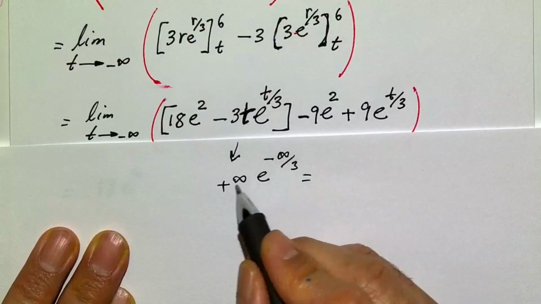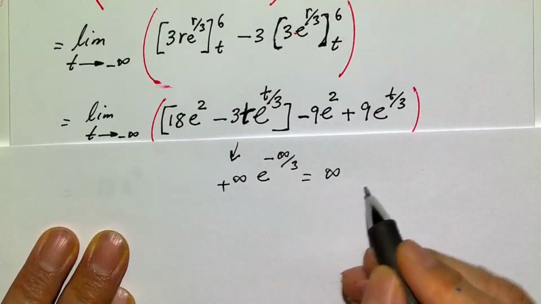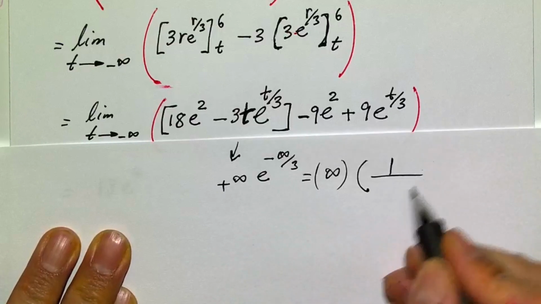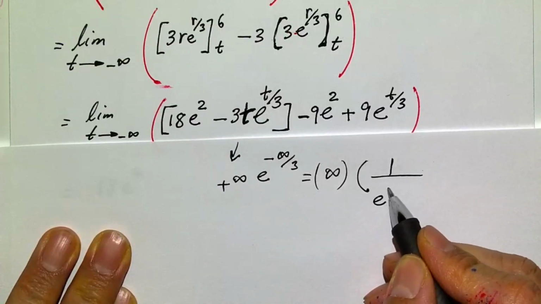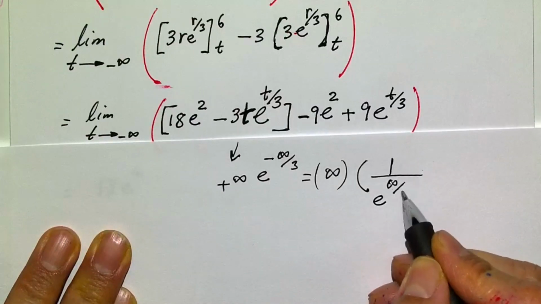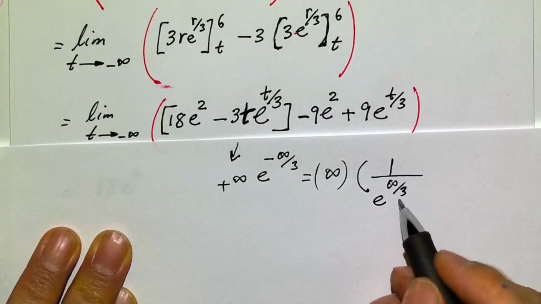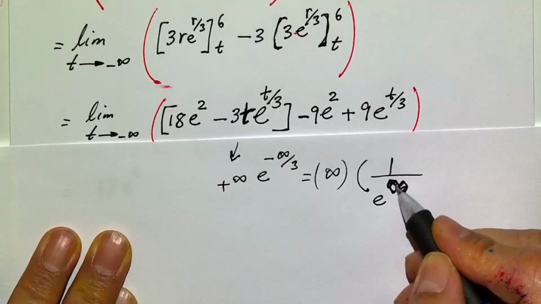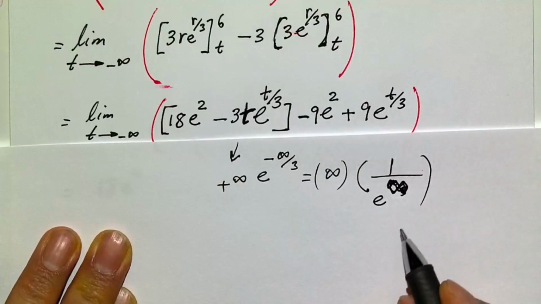Let me rewrite this. So infinity times, put this with positive power, we get 1 over e to positive infinity over 3, or infinity. Positive infinity over 3 is just infinity. We can just ignore the 3. So we get something like that.